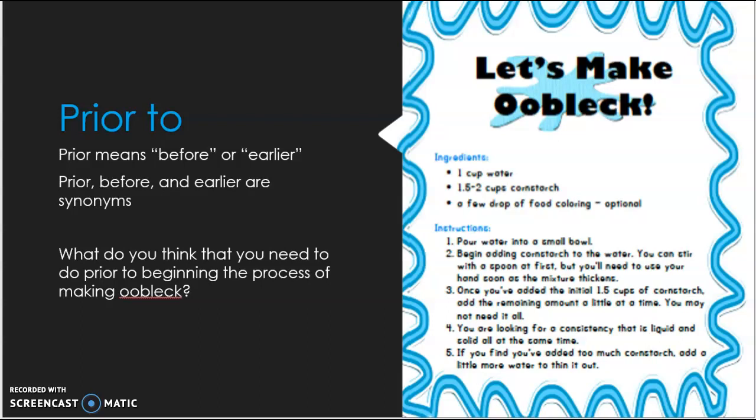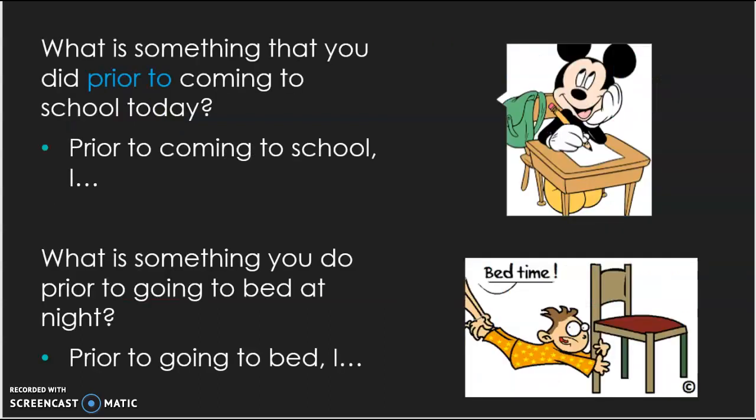Right, if we've made this before, then we know that something you might want to do prior to is setting up a clean workspace and making sure that you have plenty of paper towels and you have the table covered so that you're not making a large mess.